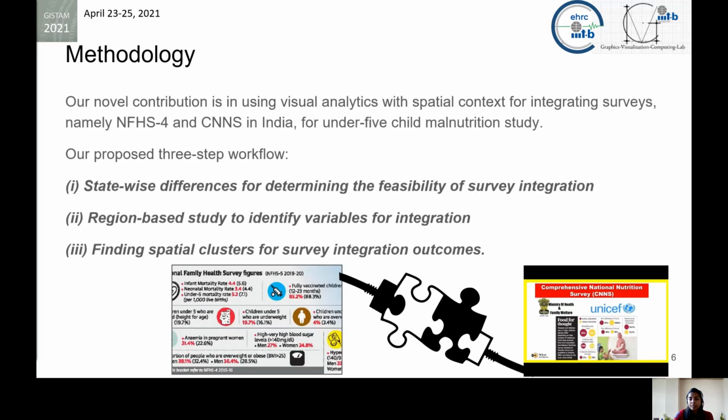Let us now discuss the comparable and integratable components of the surveys. Our three-step workflow consists of feasibility check, choosing variables for integration, and integration using spatial autocorrelation and clustering.